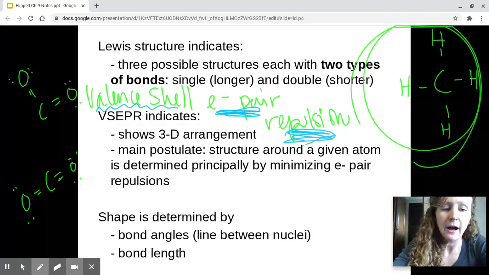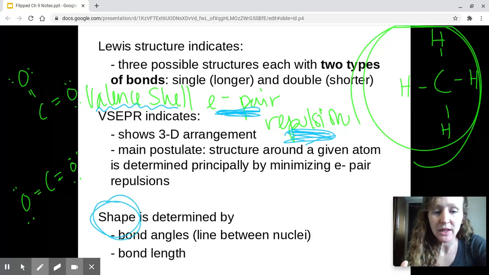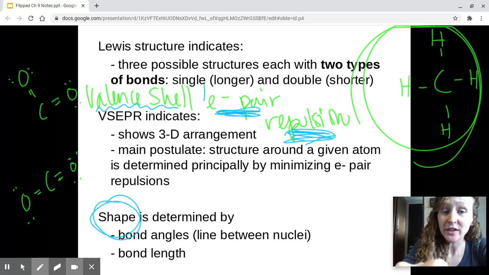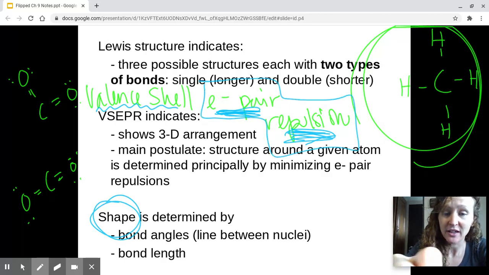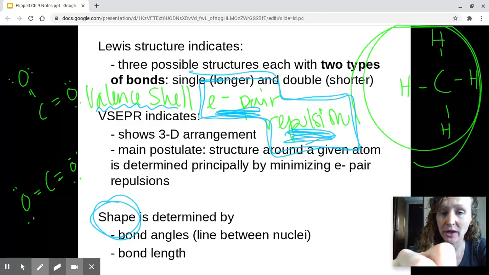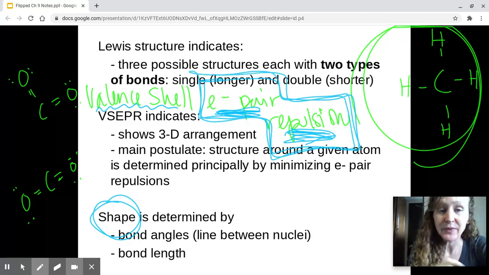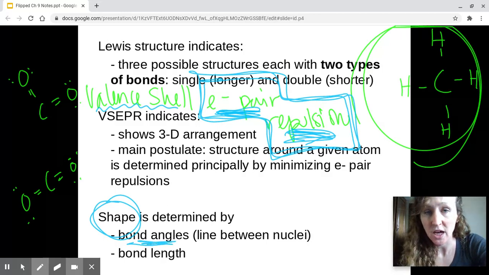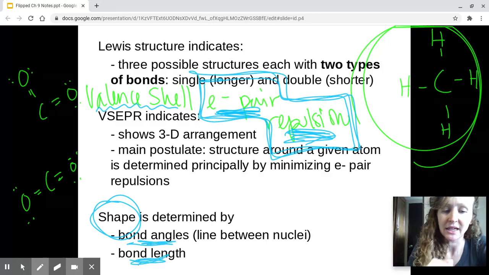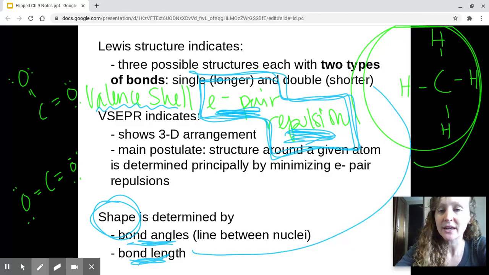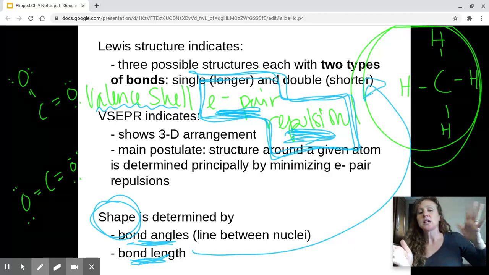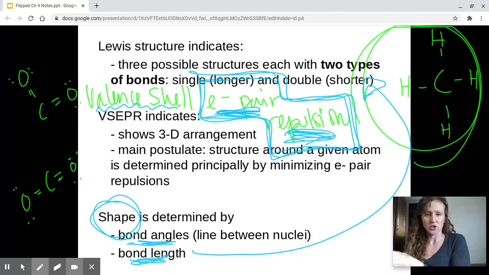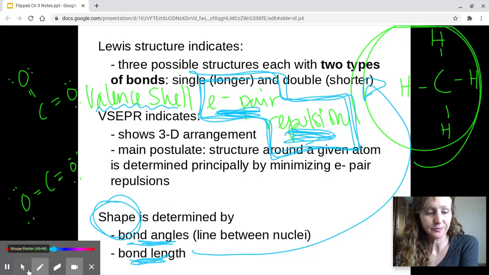The shape or the geometry of these molecules is caused by the driving force of electron pair repulsion, and it's determined by bond angles. So when we describe the shape, we're always going to talk about an angle, and then also bond length. This bond length gets back to the Lewis dot structure, where we talk about the single versus double versus triple bond being long, shorter, shortest. So those are the two considerations we're going to make within this model.